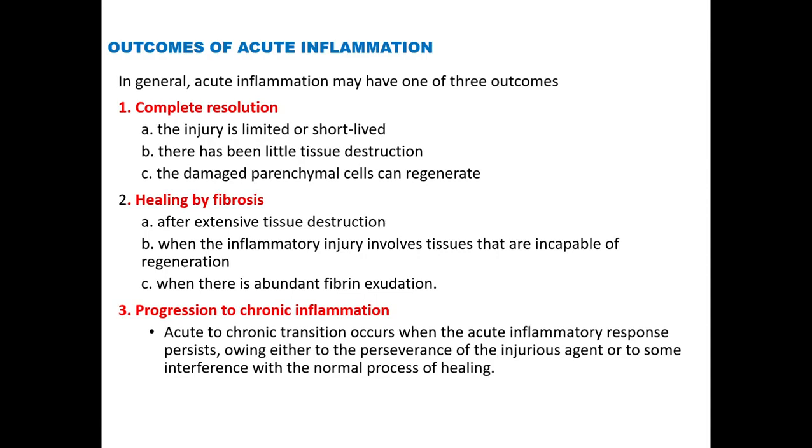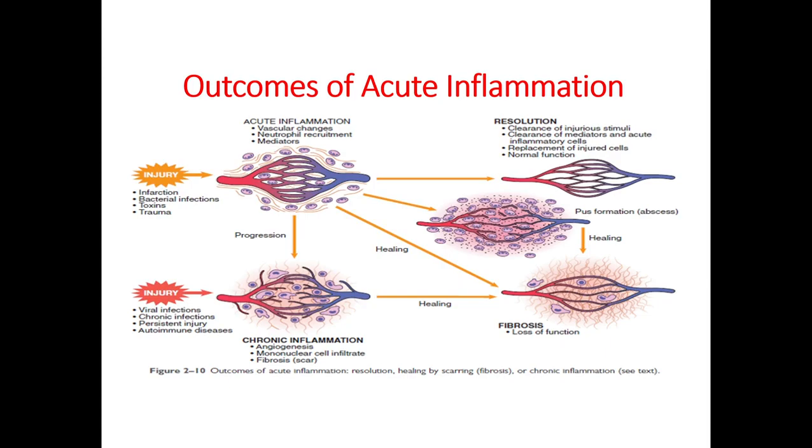The progression to chronic inflammation is the third outcome. The acute to chronic transition occurs when the acute inflammatory response persists for a long time, either due to persistence of the injurious agent, the injurious agent remains present, or due to some interference with the normal process of healing. For example, deprivation of food, nutrients or blood supply, as in a diabetic patient. So acute inflammation can turn into chronic inflammation. This figure shows the outcome of acute inflammation.